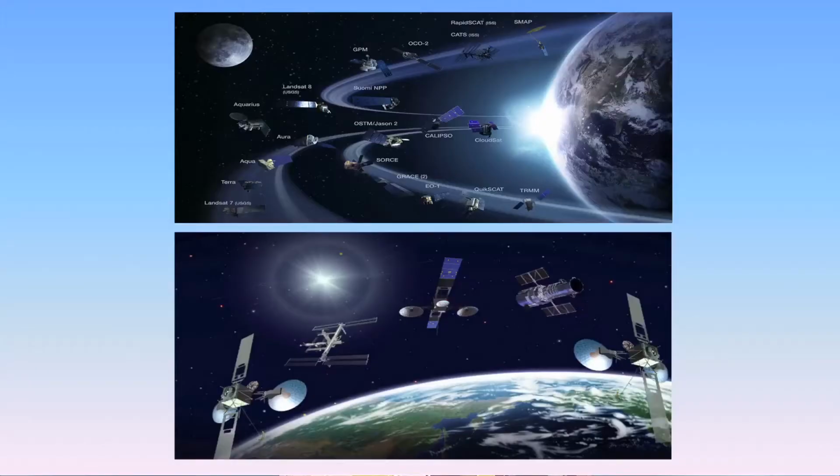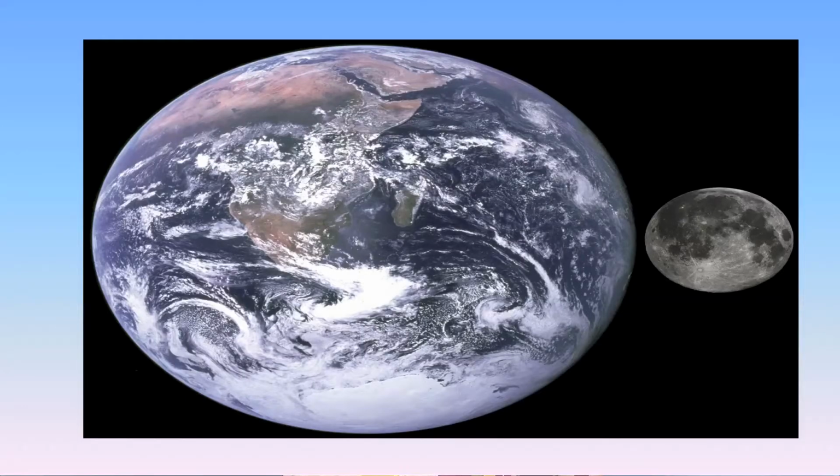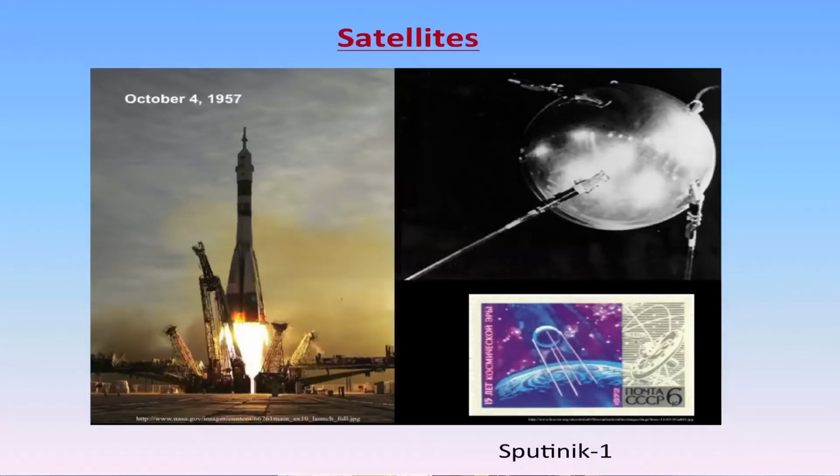Now let us discuss the use of satellites, computers, and internet in communication. Satellites. Satellites are bodies that revolve around the planets. All the planets in the solar system except Mercury have natural satellites. Moon is a natural satellite of Earth, but we have artificial satellites which are launched by several countries. The first artificial satellite was Sputnik 1, launched by USSR on October 4, 1957. It carried a radio transmitter.